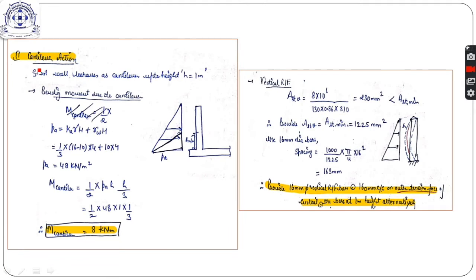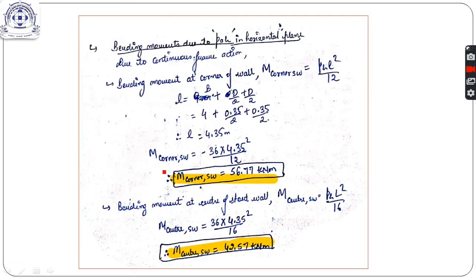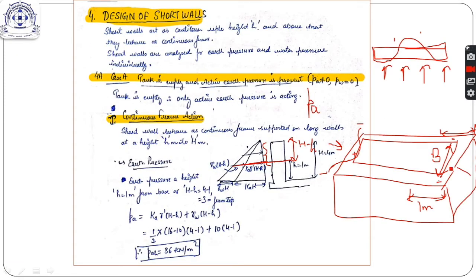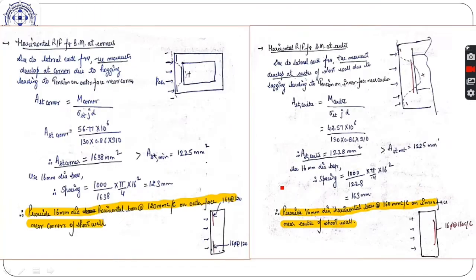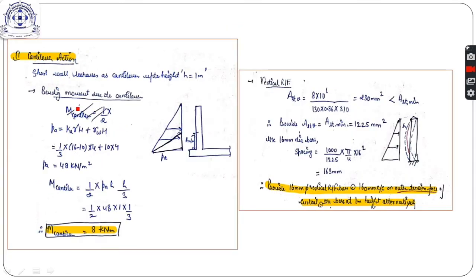Now this was about the continuous frame action on the short wall. Now in the bottom portion, cantilever action is happening. So the vertical reinforcement will be provided due to the cantilever action. So we calculate the cantilever moment like this. It is done the same way. So for that, first you have to calculate. Okay, this is the lateral earth force diagram.